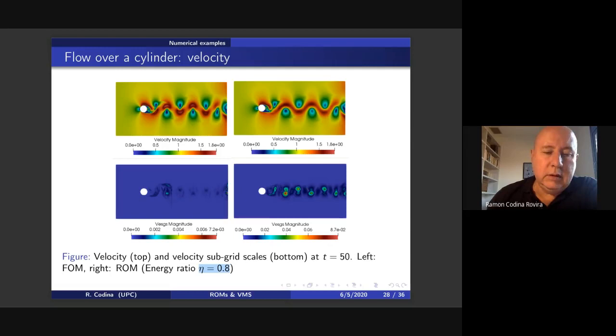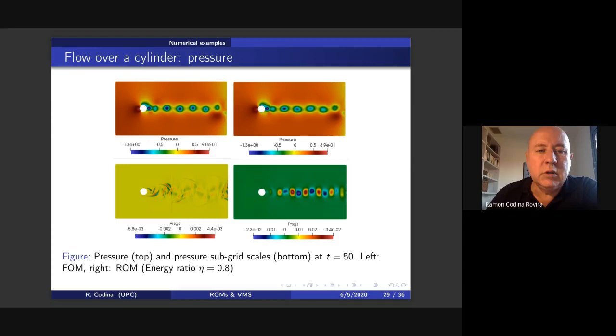And what about the subgrid scales? Those are plotted here. Those are the subgrid scales for the full order model, and those are the subgrid scales for the reduced order model. As you could expect, these subscales for the reduced order model are more important than for the full order model. So you have somehow less error, let's say, for the full order model than for the reduced order model. So this is in velocities, and something similar happens in pressures.